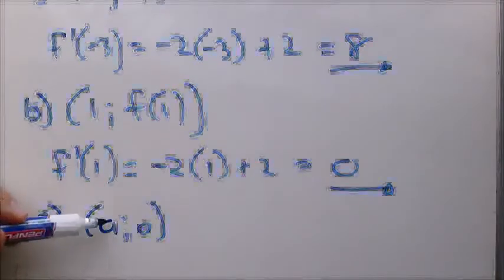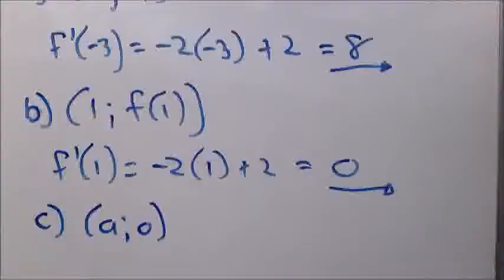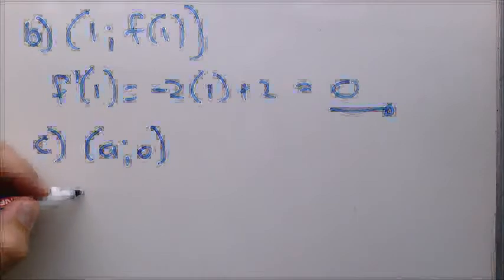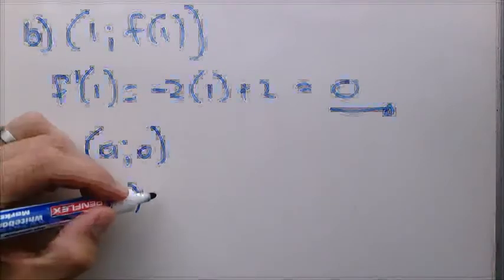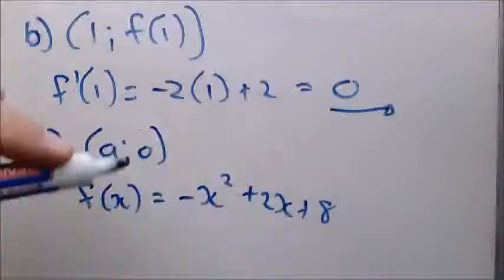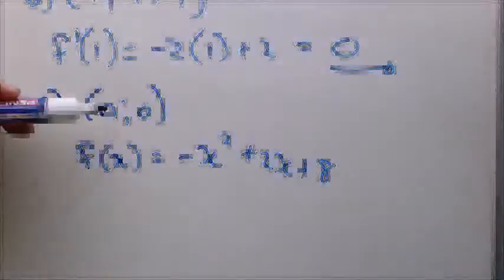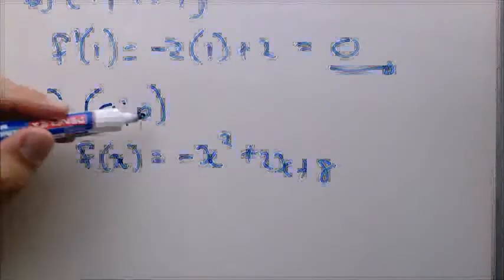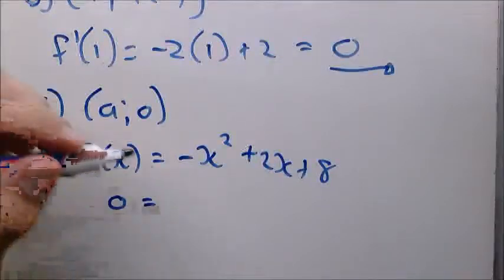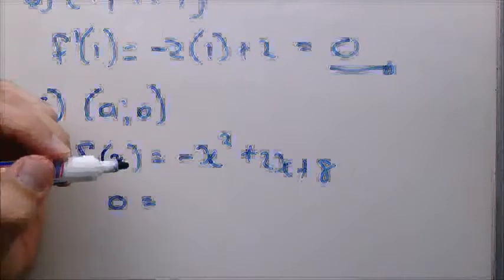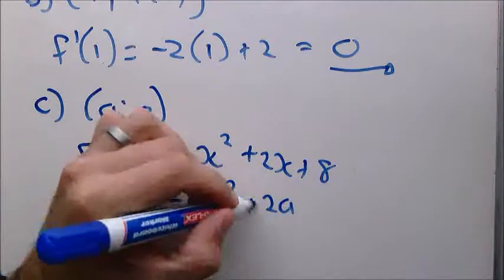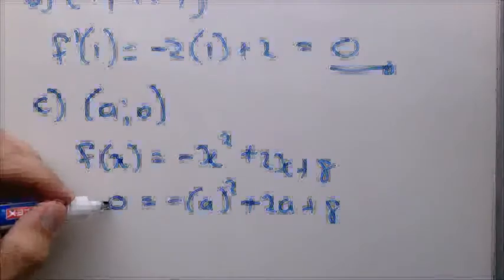Okay, then the last one is a 0. In this case we do not have the x coordinate, but we do have the y coordinate. So now we first need to get the x coordinate. So remember, our equation is f(x) equals minus x squared plus 2x plus 8. This is our actual equation. In order for us to get to a, we have to substitute in both of these values. So in y's place we put 0, and then in x's place we put a. And now we just simplify.